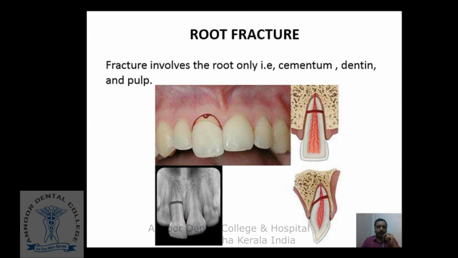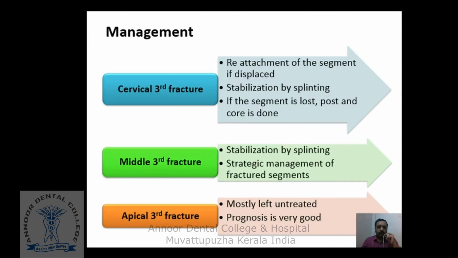Next is root fracture. Here, the fracture involves the root only, that is, cementum, dentin, and pulp, and it accounts for approximately 2% of all dental injuries. Coming to the management of root fracture, the management depends on the location and direction of fracture. So based on the location, there are three types of root fracture, that is, cervical third fracture, middle third fracture, and apical third fracture.